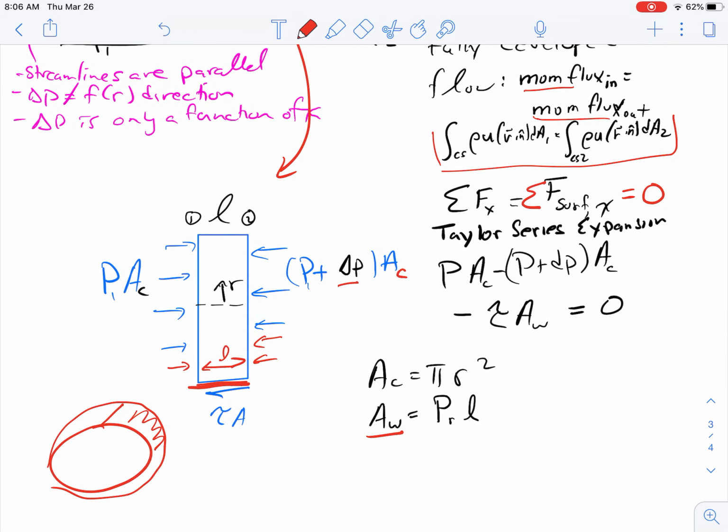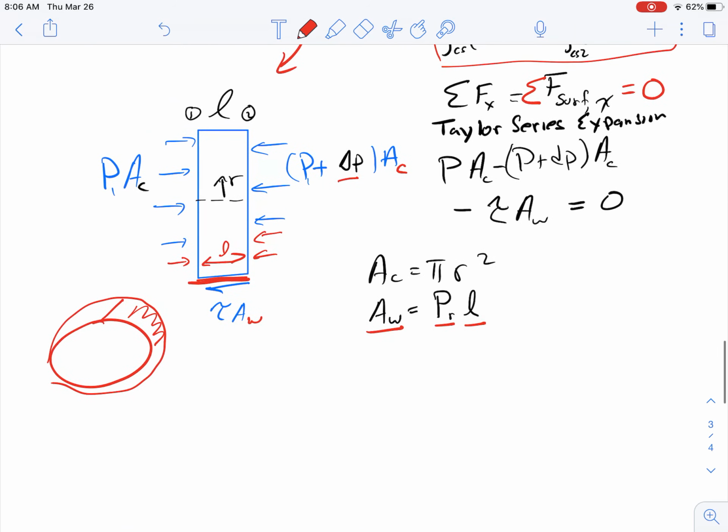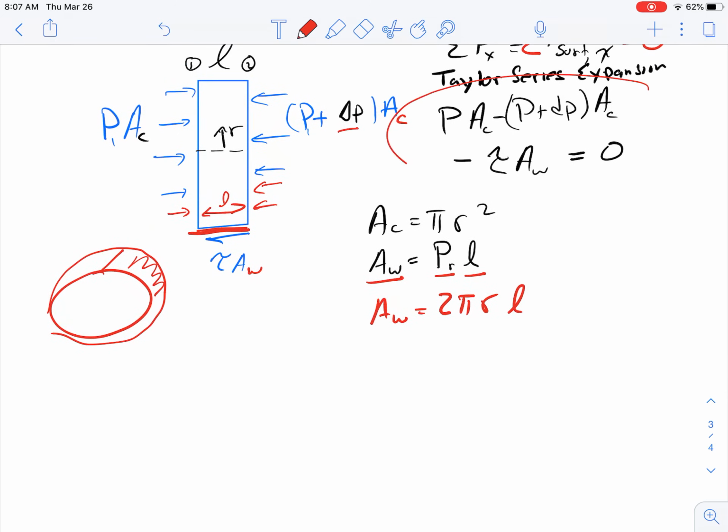So the area along the wall, we'll call this tau, is going to be acting on that area, is going to be the perimeter times that length, and then the pressure forces are going to be acting on the cross-sectional area, or just pi r squared, depending on where we are. And the area along the wall is going to be that wetted perimeter, which is 2 pi r times the length L that we have there. Okay, so given that we have our forces set up, we can take this balance.